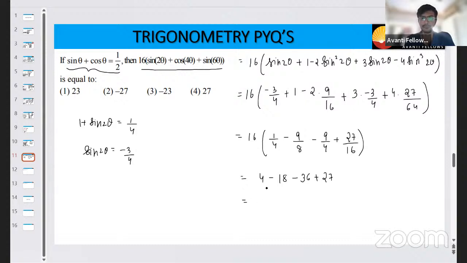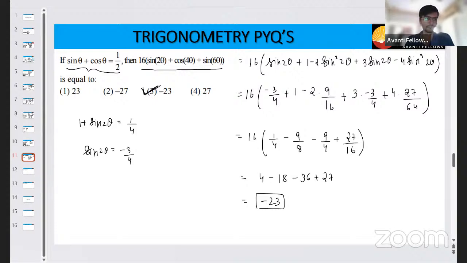क्या आता है? Minus 14. Minus 14 minus 36 minus 50. Minus 50 plus 27 minus 23. So option number 3 is our answer. I hope it is clear.